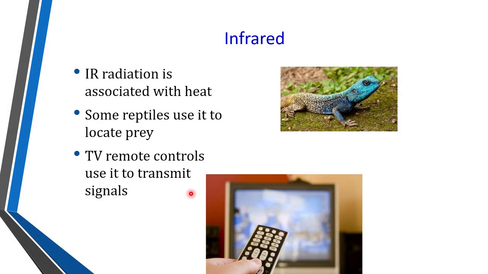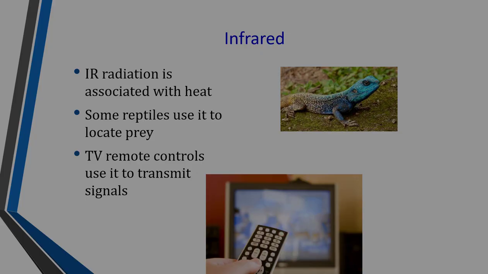Infrared radiations are associated with heat, and some reptiles like snakes and lizards use these kinds of waves. They radiate infrared so that they can find their prey. Also, infrared radiations are used in remote controls, television remote controls, to transmit the signal. We can't see this infrared radiation; it is not visible, but it can be transmitted from one point to another.